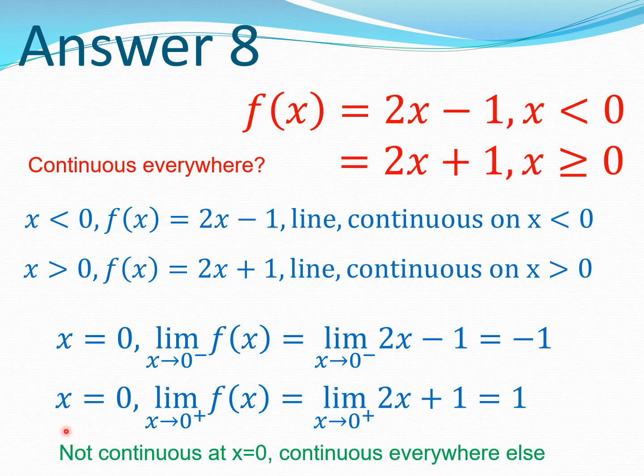Now the second case, the limit as x tends to 0 from the positive side. From the positive side I have 2x plus 1, and so when x tends to 0 from the positive side, again I get 1 here. So these two are different, and therefore this function is not continuous at x equal to 0, but it's continuous everywhere else. So that's the answer to question number 8.